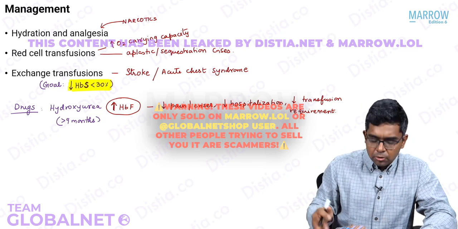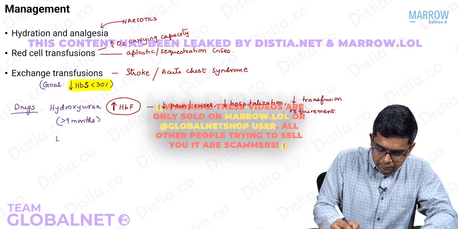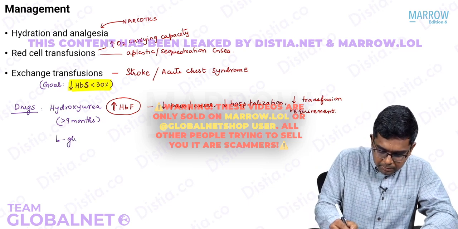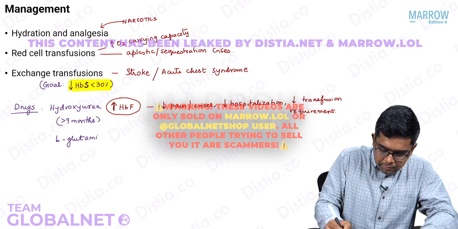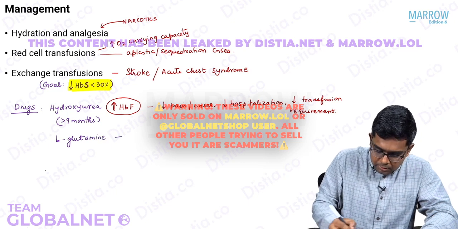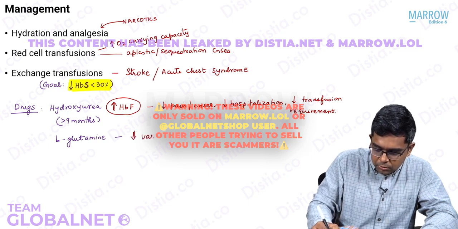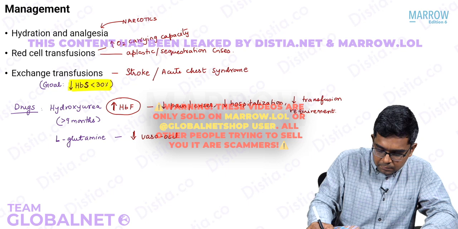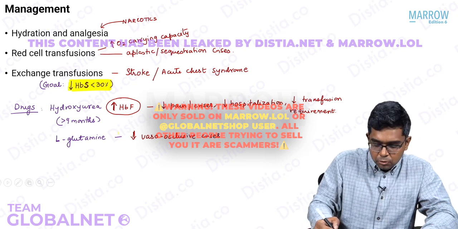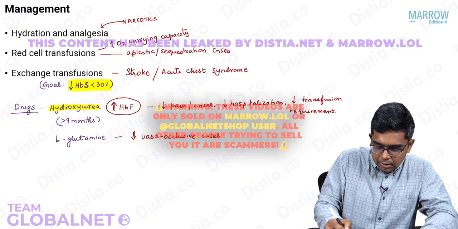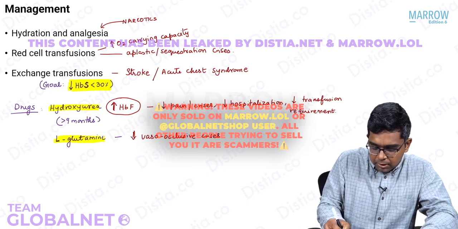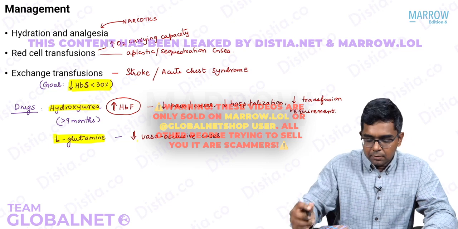Another important molecule which is recently approved by FDA is L-glutamine. L-glutamine is also found to decrease the incidence of vaso-occlusive crisis. Okay, so these 2 medications, namely hydroxyurea and L-glutamine, are potential MCQs for the upcoming exams, which you should know about.